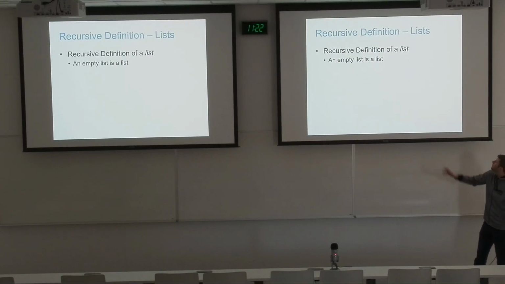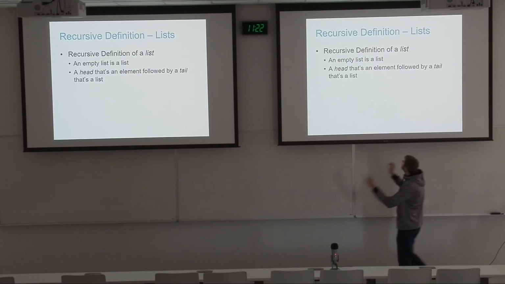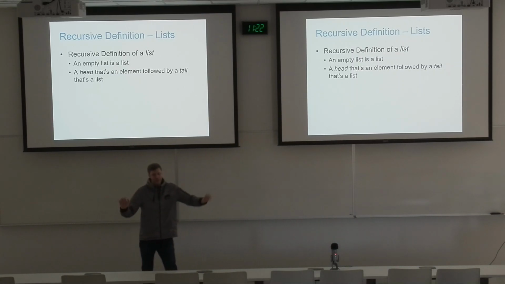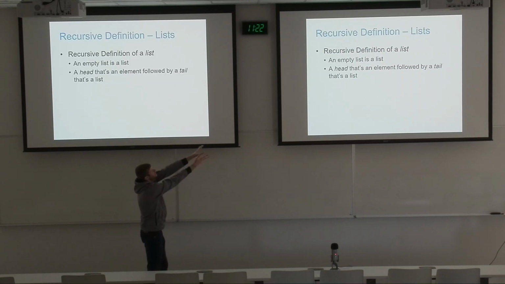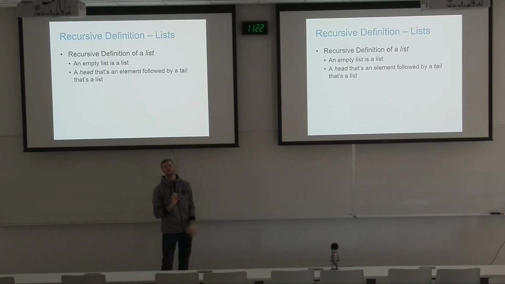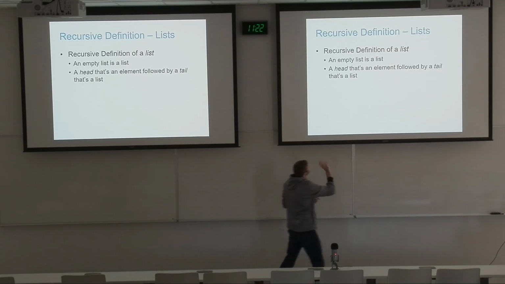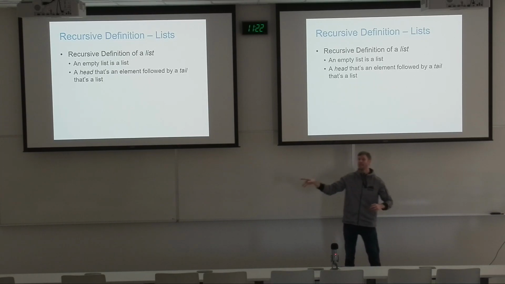So we can define our recursive list as an empty list. Okay? A list that has nothing in it is a list. Why? Because we said so. That's how we're defining it. So an empty list is a list. A head that's an element followed by a tail that is a list.